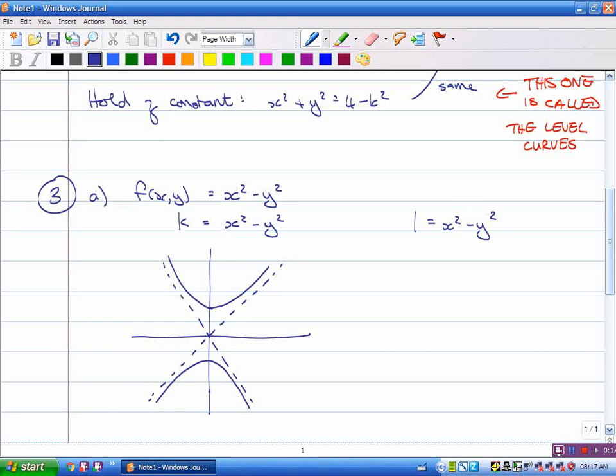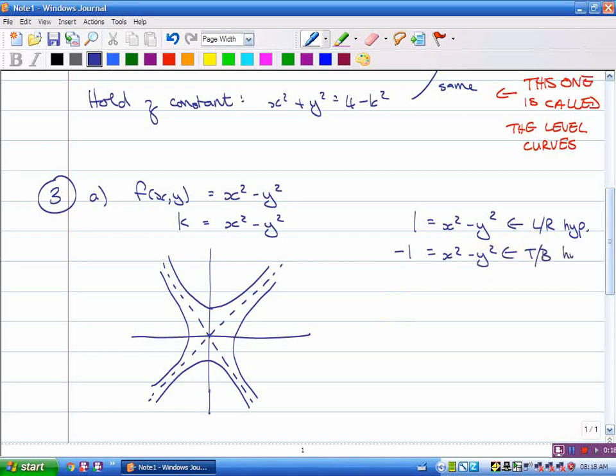So 1 equals x squared minus y squared is going to give me left-right hyperbolas, ones that cut the x-axis but don't cut the y-axis. So they'll look like that. But you can see that the opposite is going to happen if k is negative. Okay, this will be a left-right hyperbola. But what if it's minus 1 equals x squared minus y squared? Now it's possible to solve for y, but not possible to solve for x. So these are top-bottom.